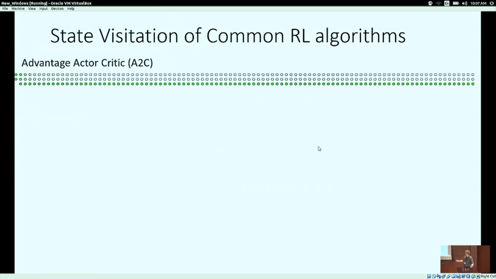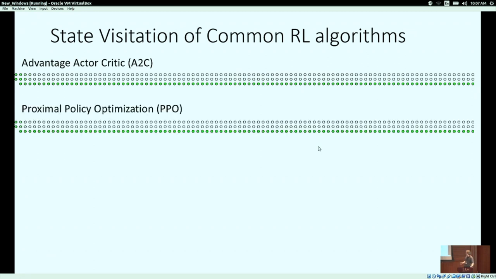All right, so this is what advantage actor critic does. It explores a little bit with random exploration, manages to get a little ways, but then it fails. And just to emphasize here, 10 to the 100 is more than the number of atoms in the universe. So you're not going to ever succeed by trying to brute force this. Proximal policy optimization ends up being similar to advantage actor critic in terms of how far it manages to go.